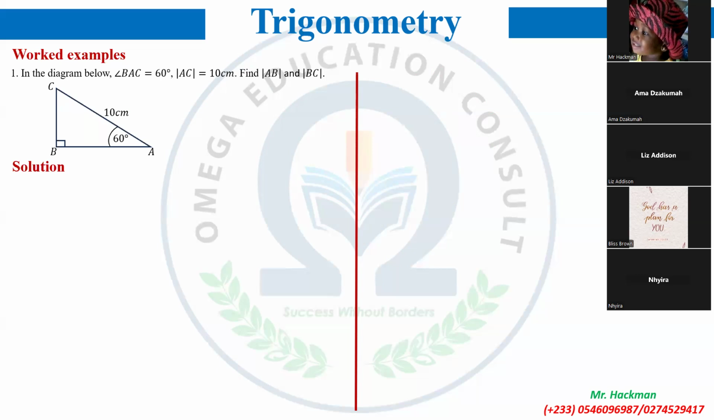Okay, so let's go with the first one. In the diagram below, angle BAC is 60 degrees. The length of AC is 10 centimeters. Find the length of AB and the length of BC.